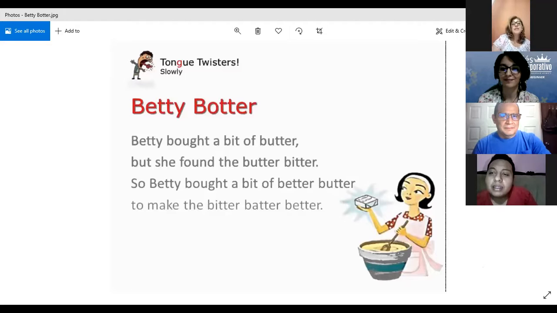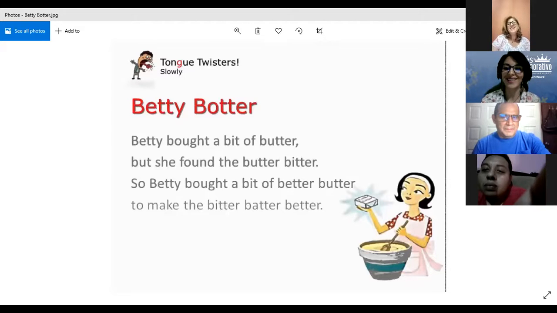Doris, okay, Doris, you can continue. Betty bought a bit of butter, but she found the butter bitter. So Betty bought a bit of Betty butter to make the bitter butter better. Okay, correct. Now faster. Betty bought a bit of butter, but she found the butter bitter. So Betty bought a bit of Betty butter to make the bitter butter better. Okay, Doris, thank you.